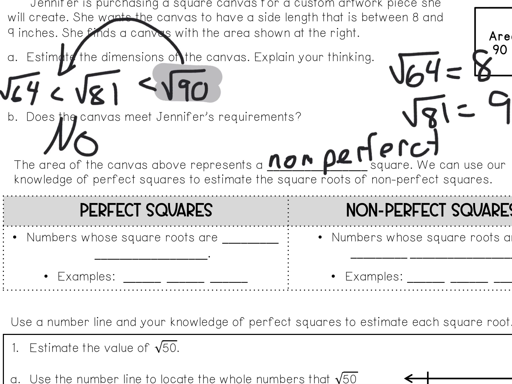So perfect squares. Can anyone tell me based on yesterday what they think this blank might be? Numbers whose square root are what? Whole numbers. Good. And an example would be maybe square root of 100.